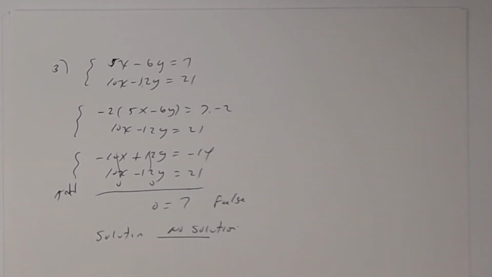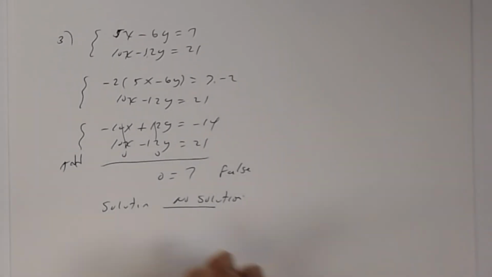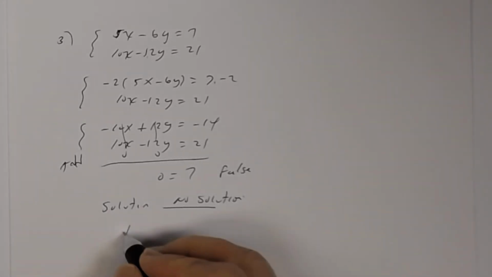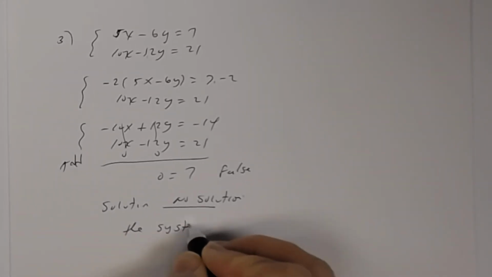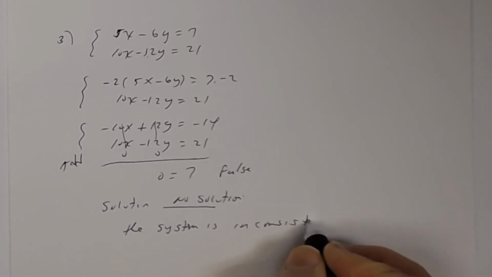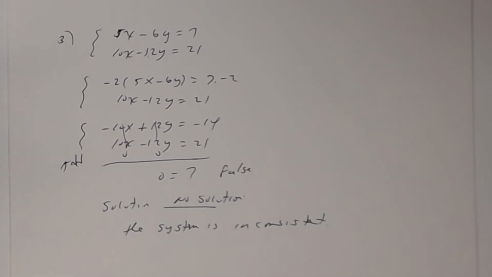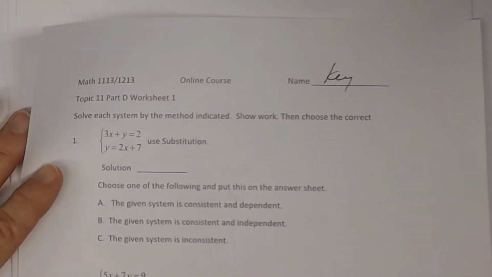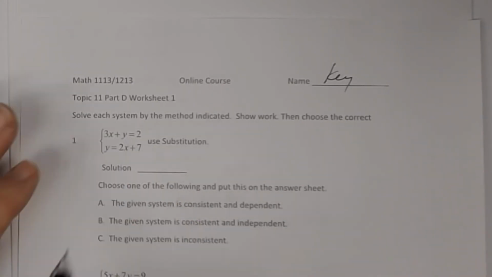Okay? Since there's no solution, you're going to say inconsistent. So the system is inconsistent. All right, and so that is the key to topic 11, part D.